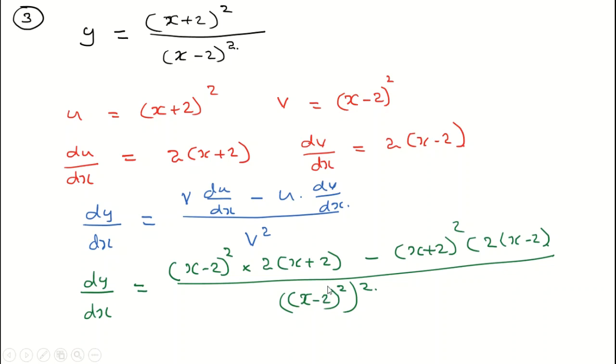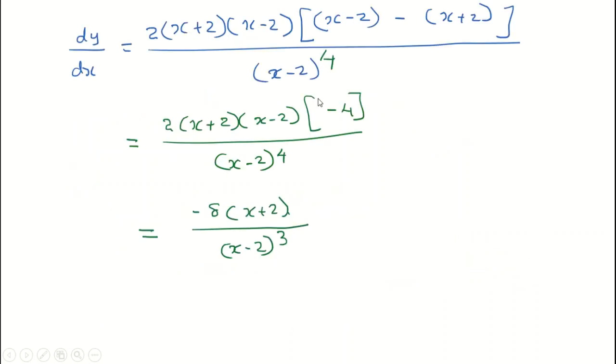Right. y is equal to (x plus 2) squared over (x minus 2) squared. So du over dx is 2(x plus 2), dv over dx is 2(x minus 2). You apply it here: (x minus 2) squared into 2(x plus 2), minus (x plus 2) squared into 2(x minus 2), and then (x minus 2) whole thing squared.